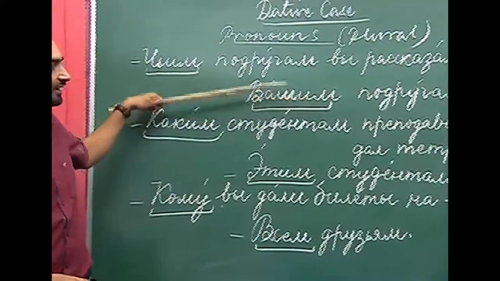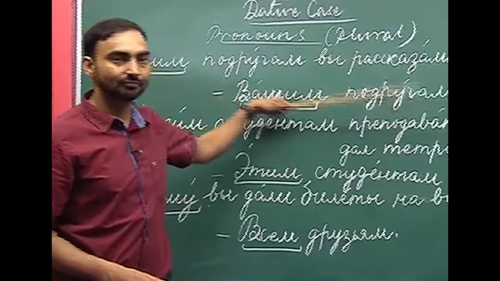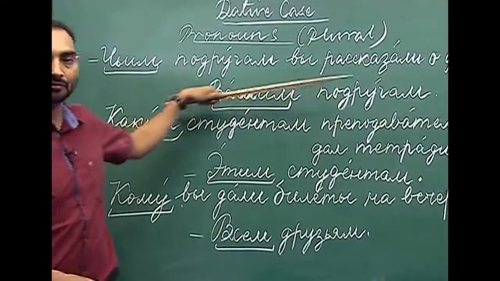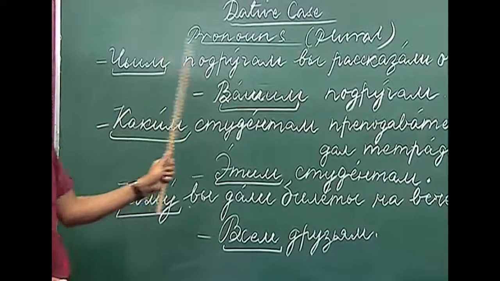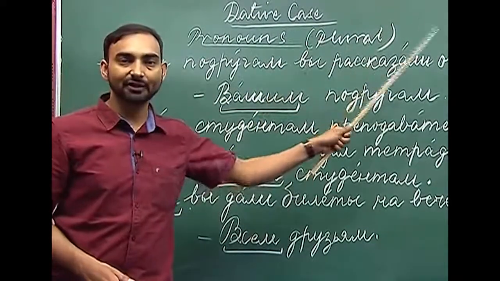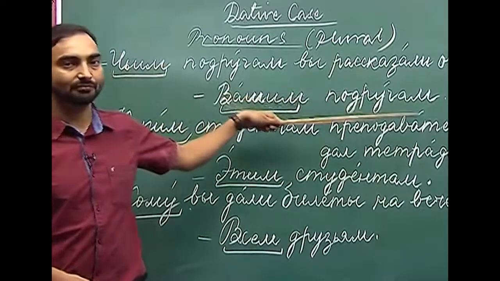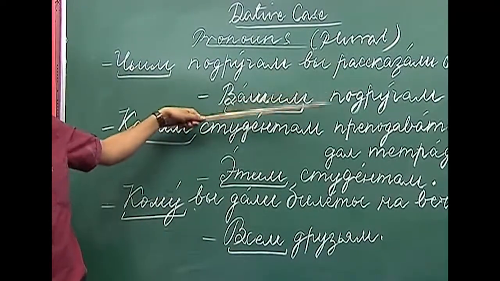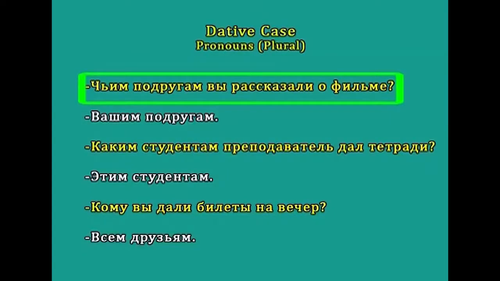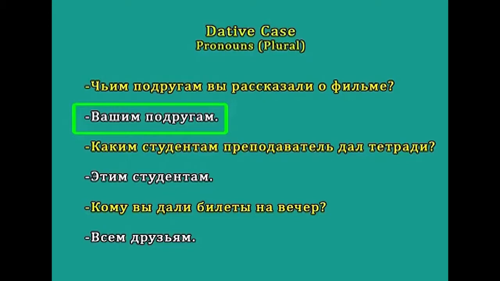In the dative case, vashim padrugam, to your friends, or you could have said ya raskazal a filme vashim padrugam. This is the short answer, and this is how you can also answer this question. To whom did you tell about the movie? Vashim padrugam, to your friends.